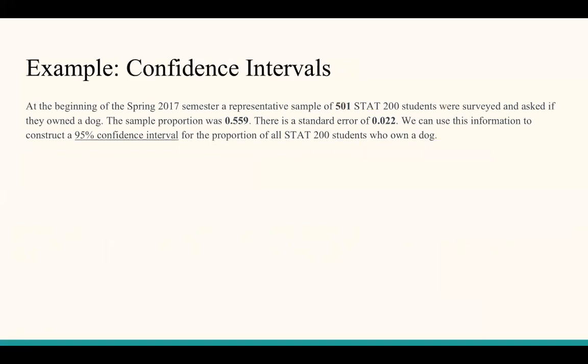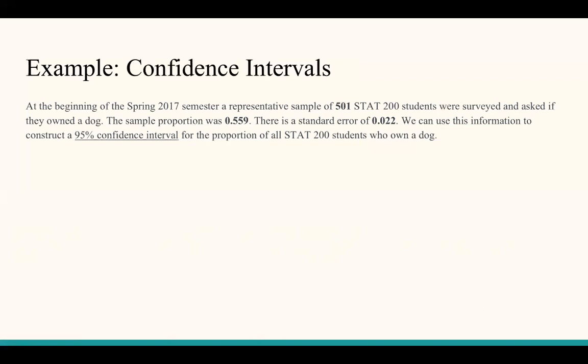I just want to walk through one before we do a review question. It makes it much easier to just walk through it. So at the beginning of the spring 2017 semester, a representative sample of 501 Stat 200 students were surveyed and asked if they owned a dog. The sample proportion was 0.559. There's a standard error of 0.022.